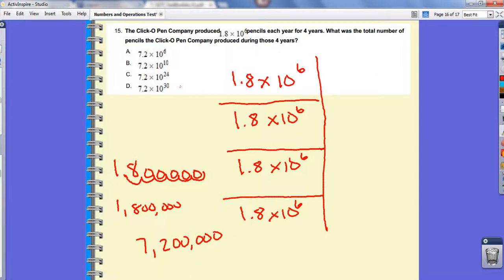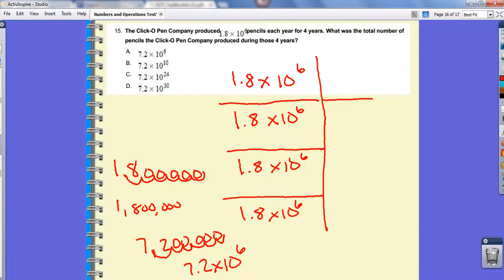But now the last step here, I have to put it in scientific notation. So I can say, okay, start here. I count my spaces. Remember, it's not zeros, it's spaces. 1, 2, 3, 4, 5, 6. So I could say 7.2 times 10 to the 6th. Well, A is going to be my solution.